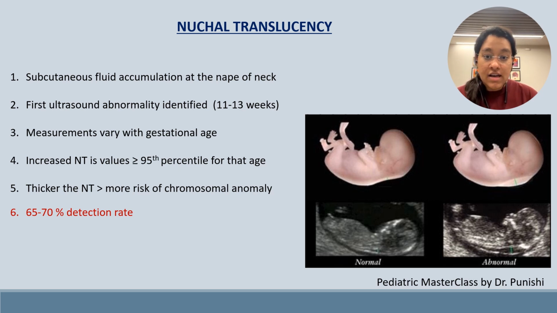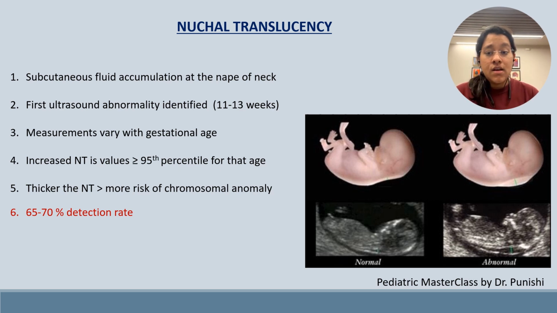But definitely, the thicker the nuchal translucency, there is more risk of chromosomal anomalies. So if we only look at nuchal translucency in the first trimester, it has a detection rate of about 65 to 70% to be able to diagnose Down syndrome antenatally. So this is one of the first antenatal screening tests that can be used as early as 11 to 13 weeks of gestation. So it's a first trimester screening test.